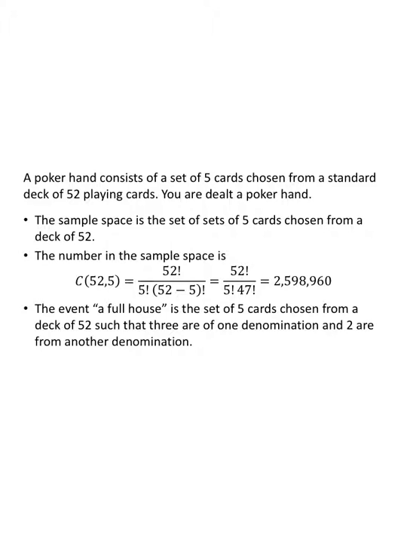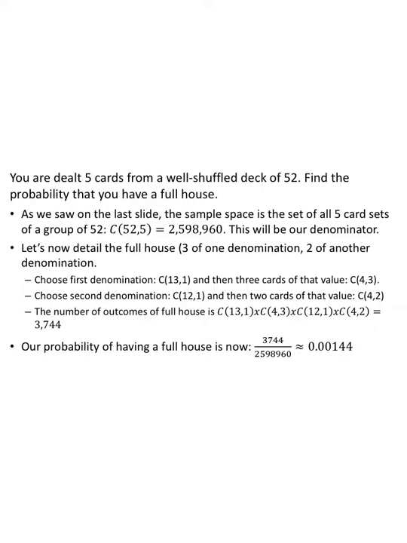Now we're going to look at a couple of specific combinations in these poker hands, and the first one is a full house. A full house is the set of 5 cards chosen from a deck of 52 with particular things happening here. 3 are of one denomination, and 2 are from another denomination. So we might have ace, ace, ace, and then king, king. And 3 of one denomination, value, and 2 of another.